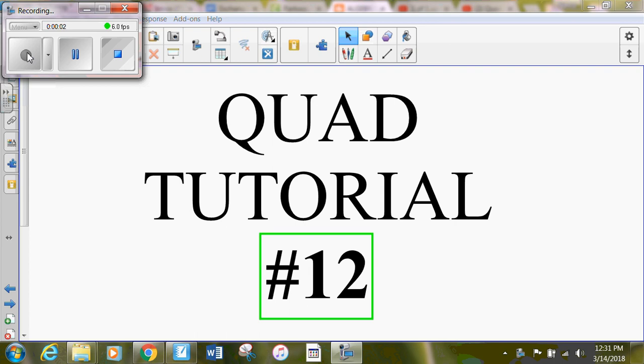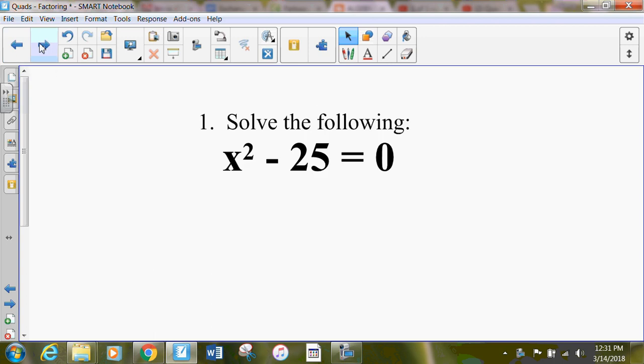Okay, here we go. Quad tutorial number 12. So we look at the first problem, we notice something different right away. It's not a trinomial. It is quadratic, but it's not a trinomial. It's a binomial. So we probably expect that if it's not a trinomial, we're going to have to find a different way to factor it and solve it.